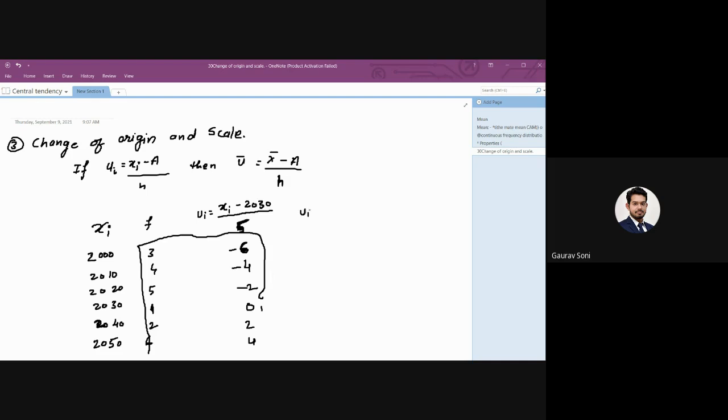Now you can take ui fi and go for finding out u bar. When you use these two columns, you will get u bar. There is a relation given between u bar and x bar. So u bar into h plus a is equal to x bar. This formula I have derived from this. This is another way of writing it. I hope this is clear to everyone.